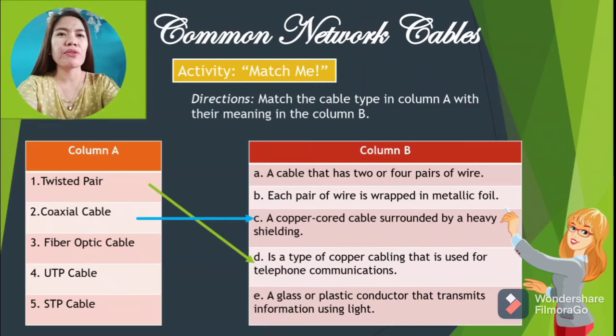How about number 3? Fiber optic cable. It's letter E. A glass or plastic conductor that transmits information using light. Okay, number 4. Let's proceed. UTP cable. It's letter A. Cable that has 2 or 4 pairs of wire.